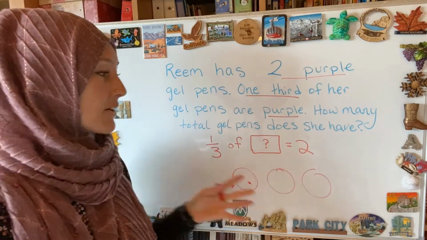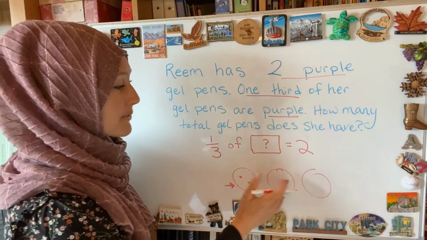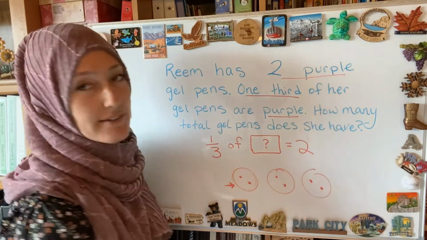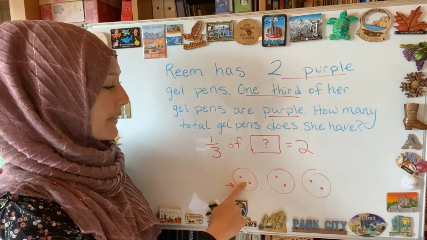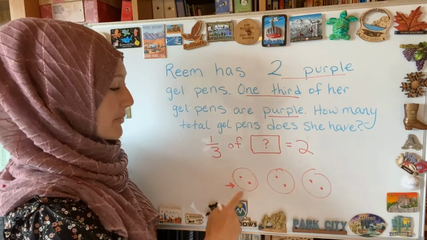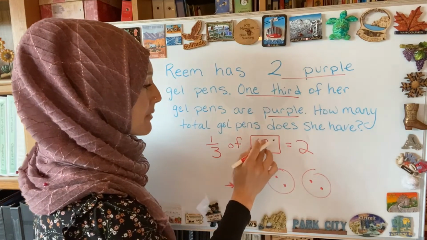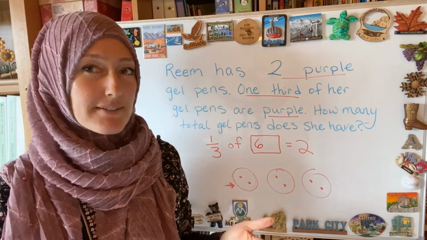And I know that this is all going to be an even distribution. So how many will be in this group and in this group? There will also be 2 pens in it. I don't know the colors, but there's 2 pens in it. I do know that these 2 will be purple. So then if I just add up all of my parts, 2, 4, and 6, then I know that my missing number is 6. I have 6 gel pens.